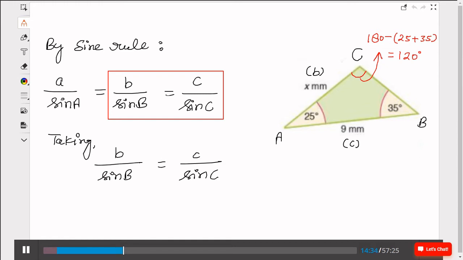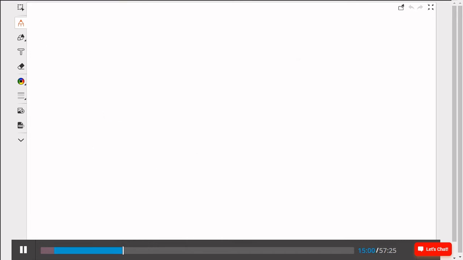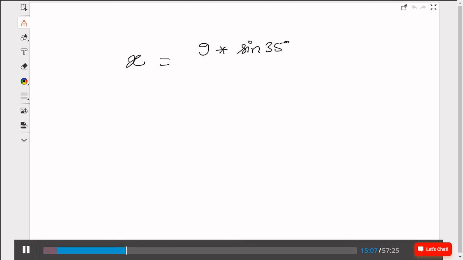Angle B is given to you as 35 degrees. Side c we are given, actually. This is 9. And angle C is also given to you. Angle C we just figured out as 120 degrees. We bring sine 35 to the other side into multiplication. We have sine 120 at the bottom.